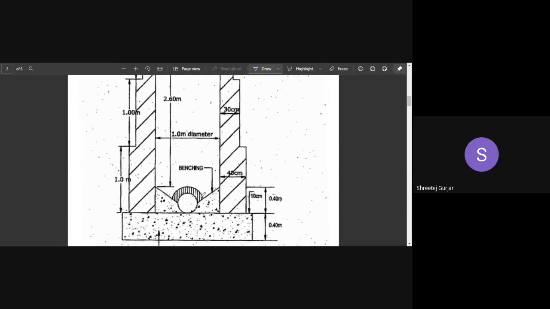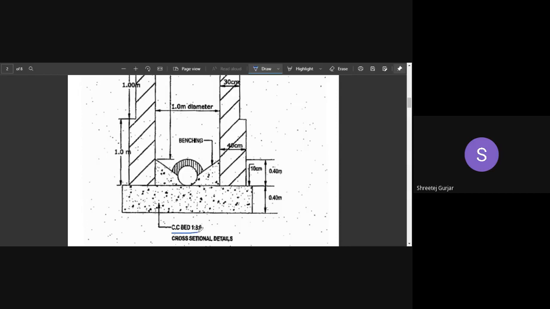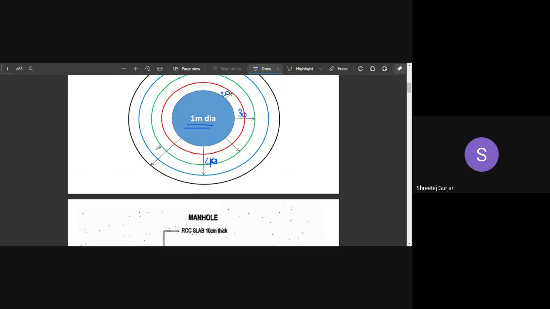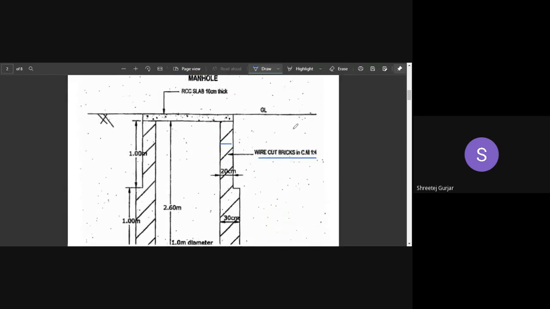Sorry, not PCC. They have provided a CC bed, cement concrete bed in a proportion of 1:3:6. So what is that offset? The offset is 10 centimeters. So 40 plus 10 will be 50. Now we know exactly all the dimensions. Red color is for the first step, green for the second, blue for the third, and this black color is for the entire thing. This is a circular cross section.